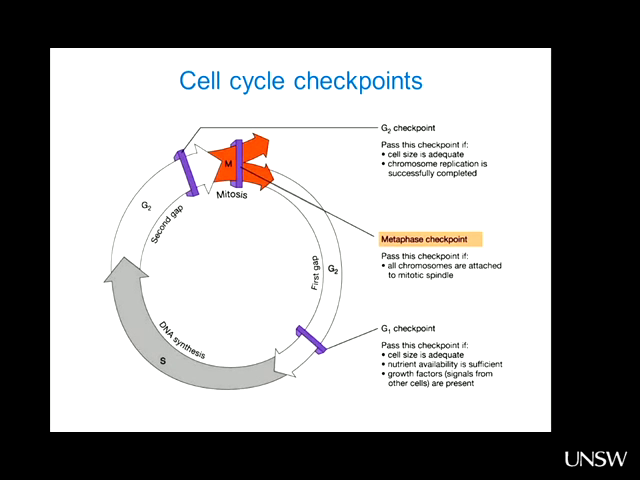The next checkpoint comes at the end of G2. And this is where you have to check that all the chromosomes have successfully duplicated, all the DNA has been successfully replicated, and the organelles. Have we got everything in place before we actually commit to dividing? So DNA is replicated, the cell is big enough, organelles have all replicated, then the cell moves through to mitosis.